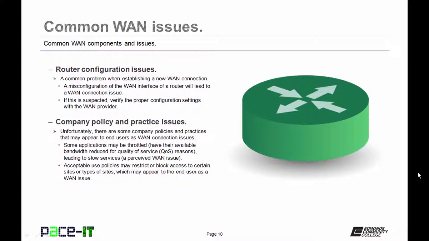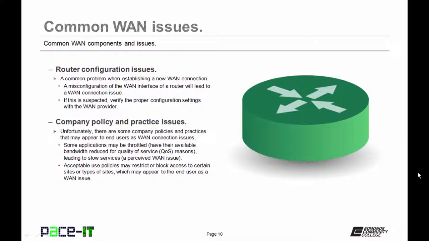Router configurations are a common problem when establishing a new WAN connection. A misconfiguration of the WAN interface of a router will lead to, guess what, a WAN connection issue. If this is suspected, verify the proper configuration settings with the WAN provider.